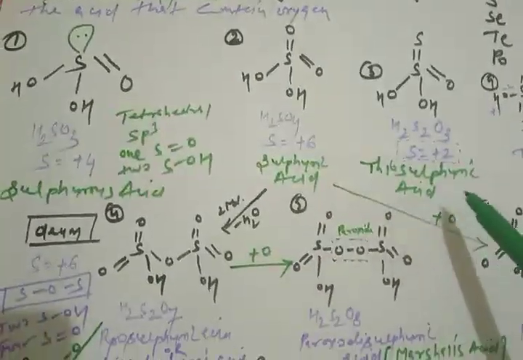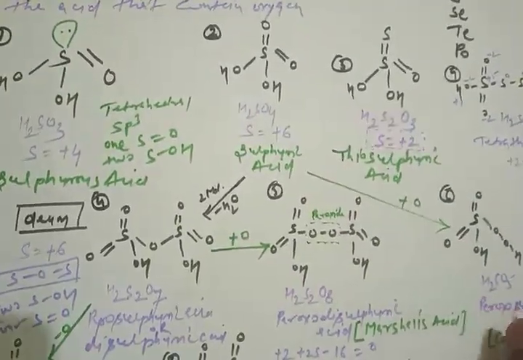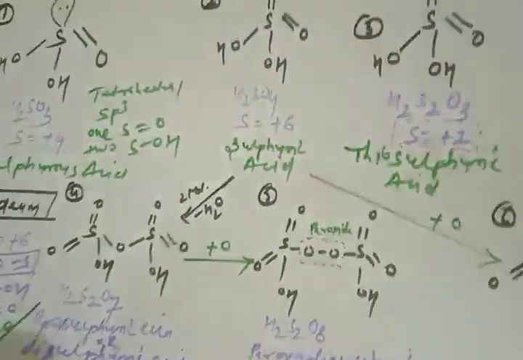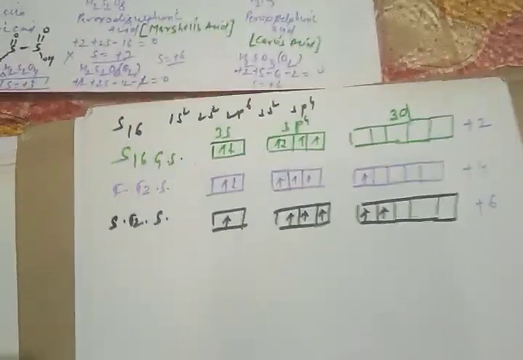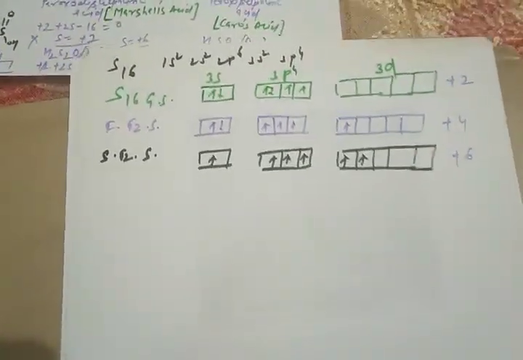So this is thiosulfuric acid, it shows +2. This is only, it shows the +2. So most of the thiosulfuric acids do not show the actual or the real valency of the oxidation state of the sulfur. So this is what the oxoacids of sulfur are.